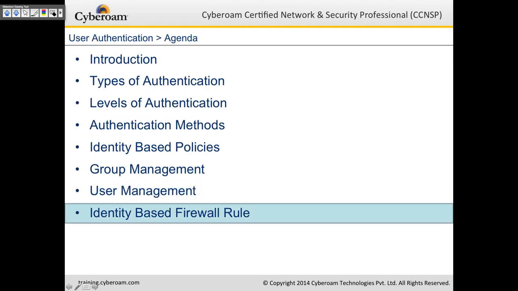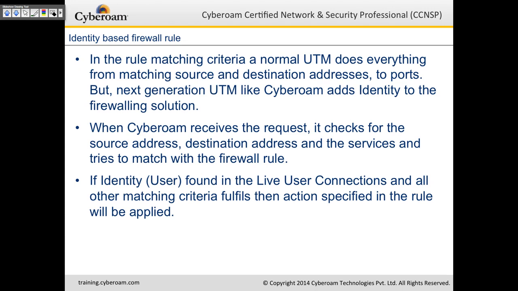Let's have a look at the identity-based firewall rule. In the rule matching criteria, a normal UTM does everything from matching source and destination addresses to port numbers. But a next generation UTM like Cyberoam adds identity to the firewalling solution. So when Cyberoam receives the request, it checks for the source address, destination address, and the services and tries to match with the firewall rule. If identity or user is found in the live user connections and all other matching criteria are fulfilled, then the action specified in the rule will be applied.